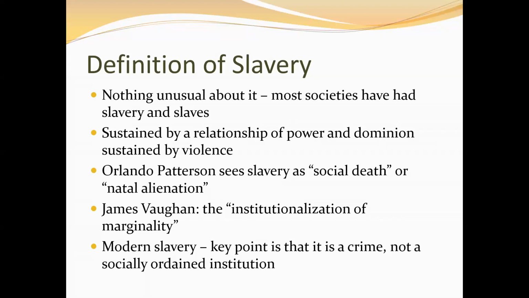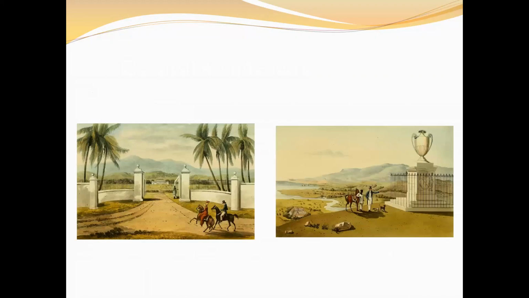And the second thing is that while it is a crime today, for much of history slavery has been a socially ordained institution, which is one reason why when Britain abolished slavery in 1838, it chose to compensate slave owners for their loss of property. Today that seems outrageous, but perhaps it was one of the only ways in which slavery could have been abolished in that period, given that it was a legally instituted institution.